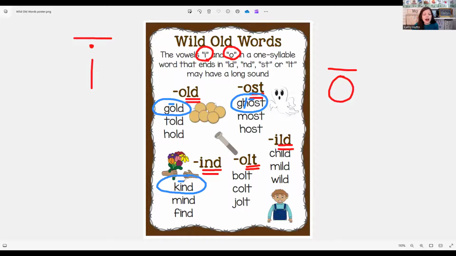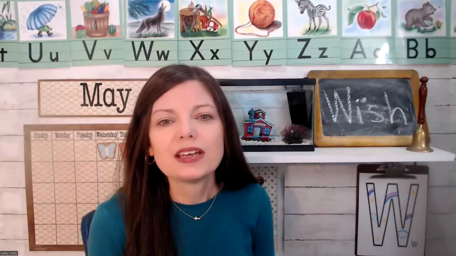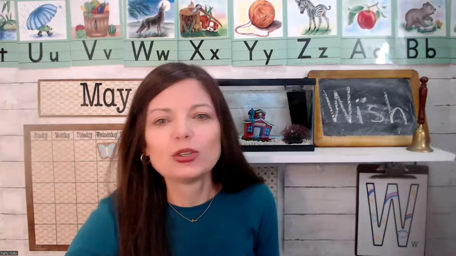Let's come down here. K, kind. Next, b, olt, bolt. CH makes the sound ch, ild, child. So you can see that sometimes words with O and I, if they're followed by certain letters, are wild old words. That means they don't make the sound that you'd expect.